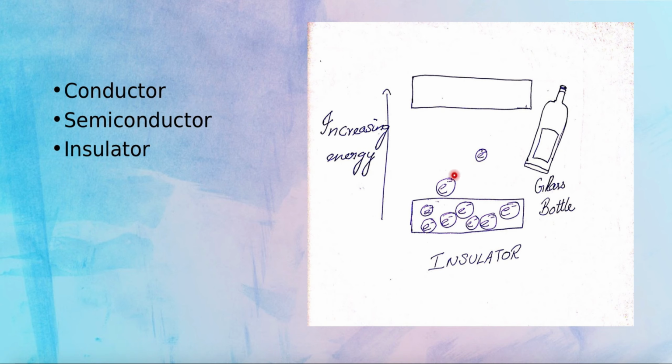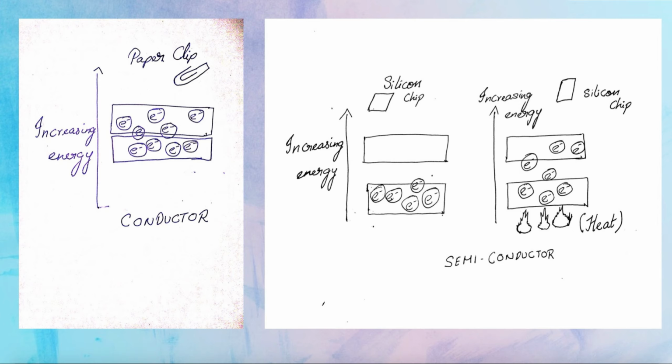For an insulator, the band gap is so high that a lot of external energy is required to excite these electrons at lower energy state to jump to higher energy states. Usually, materials that have greater than 3 electron volts of band gap are said to act as insulators, like in the case of this glass bottle. For a conductor, there is no band gap at all. Their energy levels tend to overlap with each other, making it very easy for the electrons in lower energy state to jump to higher energy states. Materials that have 0 electron volts of band gap are said to act as conductors.